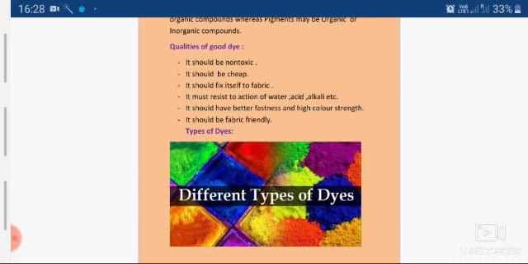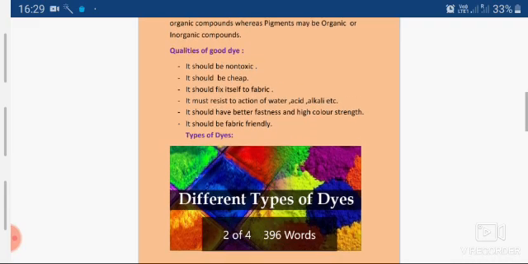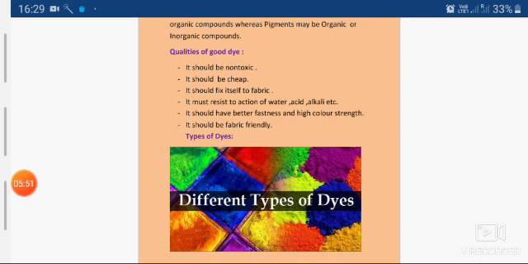The second thing is it should be cheap and easily available. The dye should be cheap and easily available because cheapness is the major characteristic of any product, so that it could be easily available or anybody can afford it, so that the dye should be easily available and cheap.